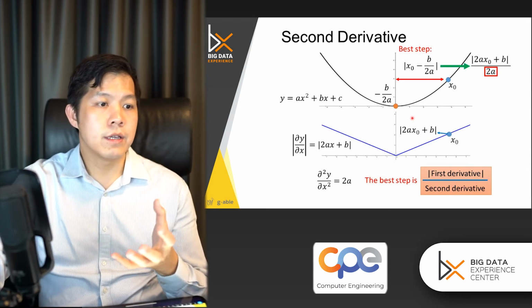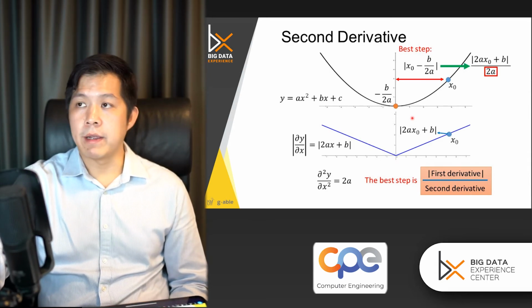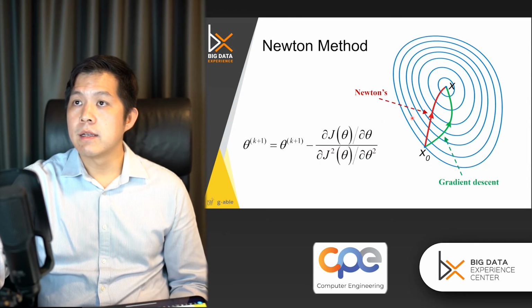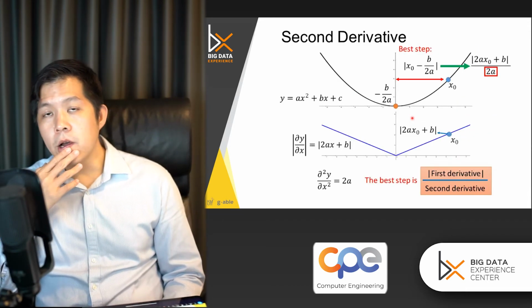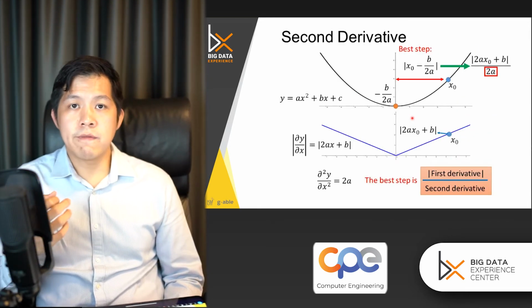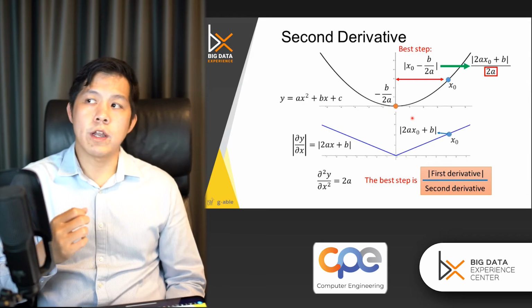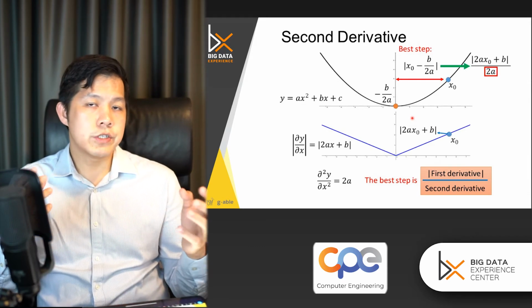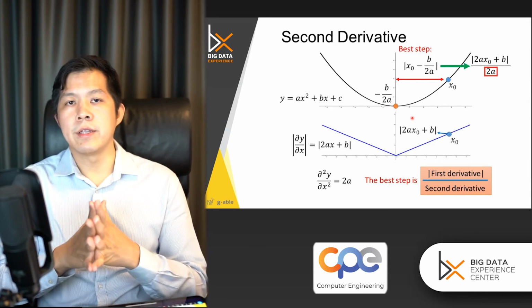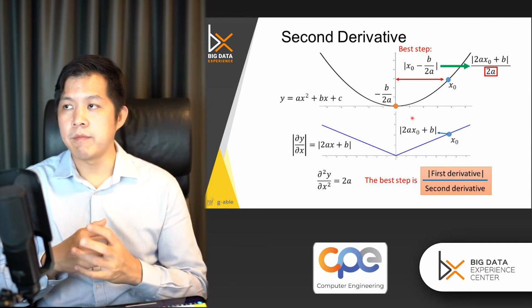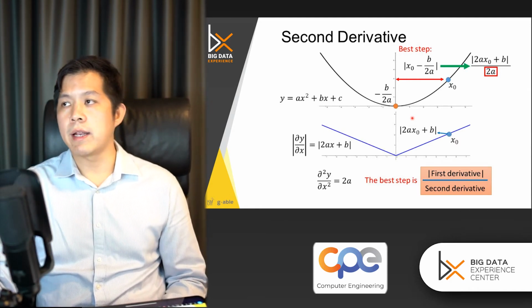But there are actually more ways to perform optimization, like this one. Because doing gradient descent using just the first derivative alone is quite slow, researchers try to think of a way that they can accelerate the optimization process. Just take a look at this.